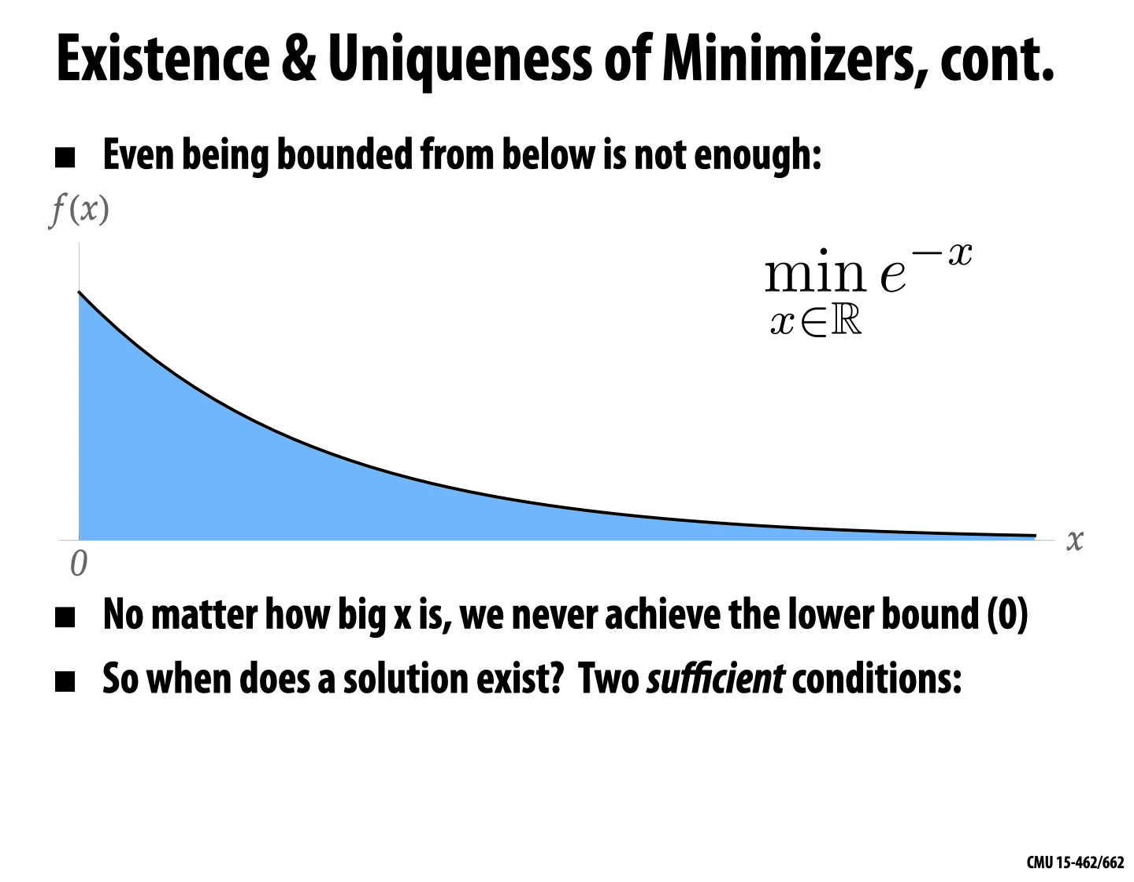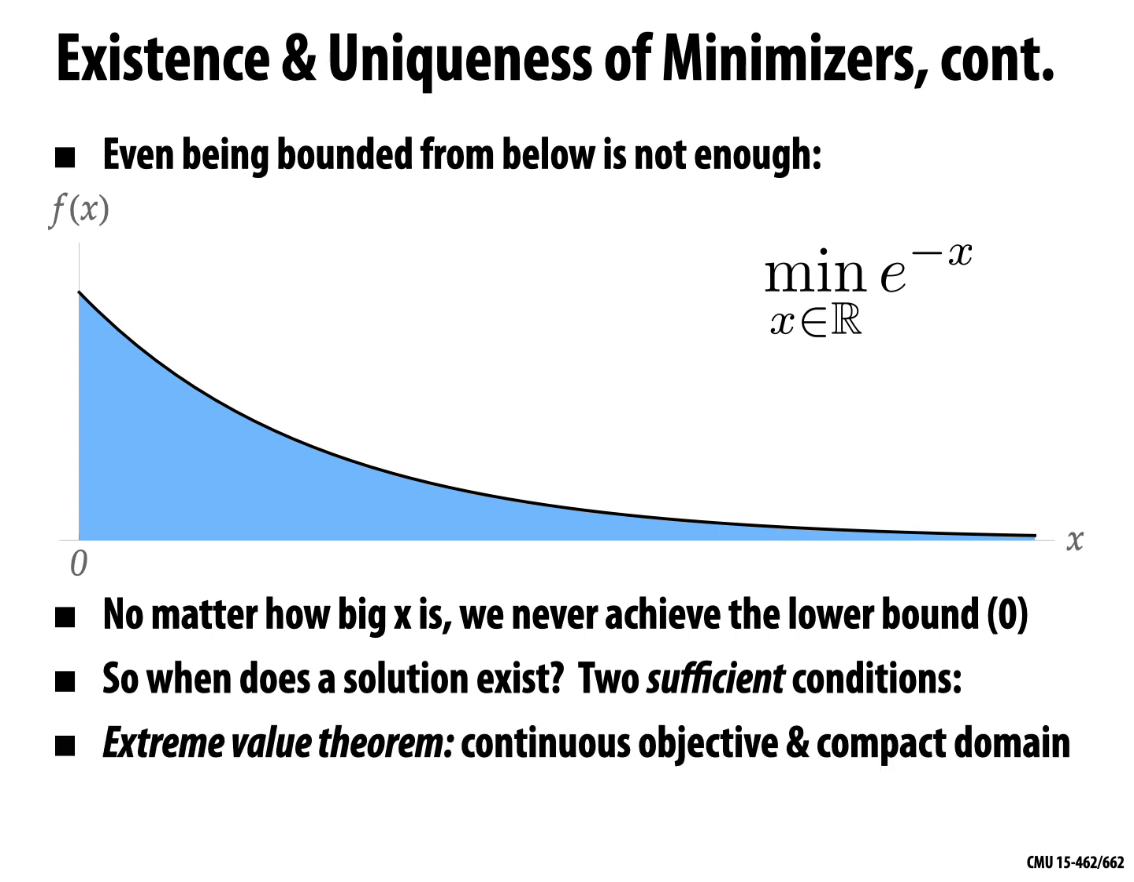These are sufficient conditions, right? These are enough to guarantee that a solution exists. They're not necessary. There might be other ways to know there's a solution, but these are sufficient. One is something called the extreme value theorem. Okay? So we want to have a continuous objective, an objective that doesn't jump in value as we change x by a small amount, and a compact domain, meaning the set of feasible points is a closed and bounded subset of Rn.